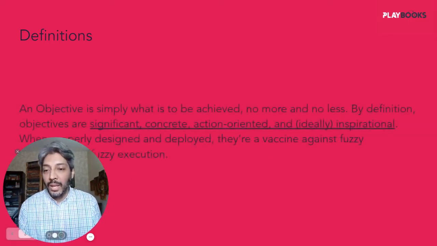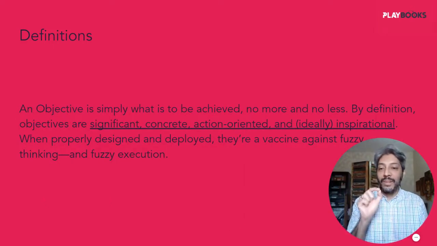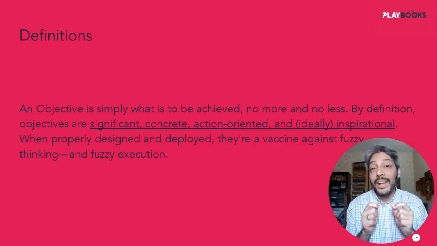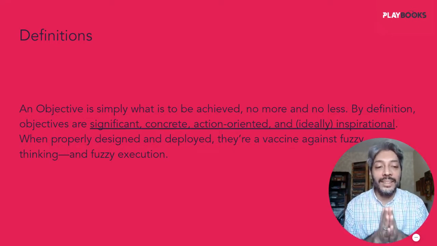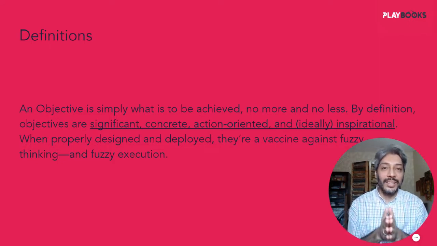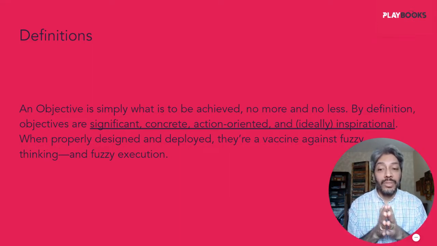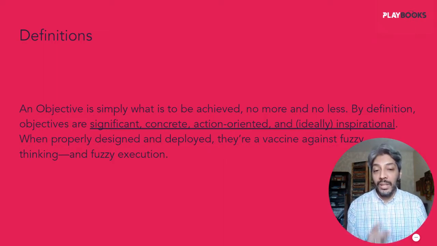Next up, an objective is simply what is to be achieved, no more and no less. Again, by definition, objectives are significant, concrete, action oriented, and ideally inspirational, right? When properly designed and deployed, they are the vaccine against fuzzy thinking and fuzzy execution. I think the name says it all: fuzzy thinking, fuzzy execution. When there is lack of clarity, that's when fuzzy thinking happens, and that's when fuzzy execution happens. But objectives are very, very simply what is to be achieved. Key results are how it will be achieved, and that's another difference which a lot of people forget.